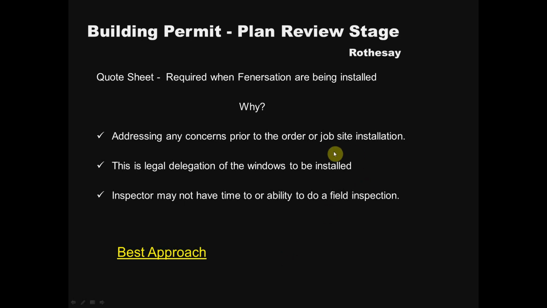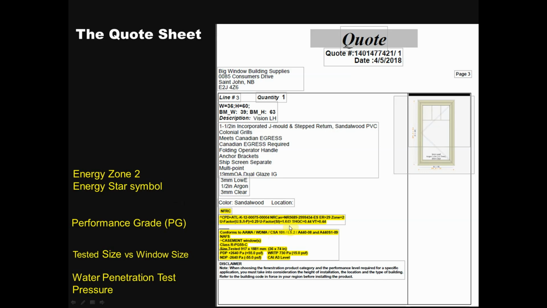Okay, as I said, it addresses concerns. It's a legal declaration. The inspector may not have the time to do the field inspection. So the quote sheet is the best one. So this is a quote sheet from a company. It talks about my NAFs. It gives me my tested size, all my criteria. There's a tested size. Water resistant penetration is 750. Okay, air level is 350. So I get all that information on that one quote sheet, right? So then if that window doesn't meet, we can have a discussion before the permit is issued.